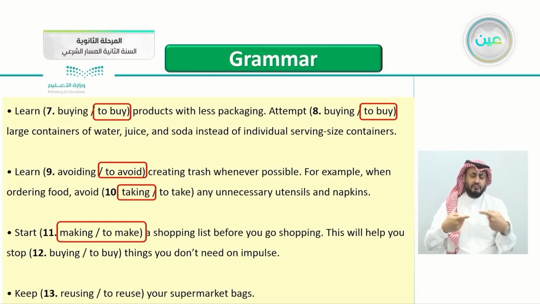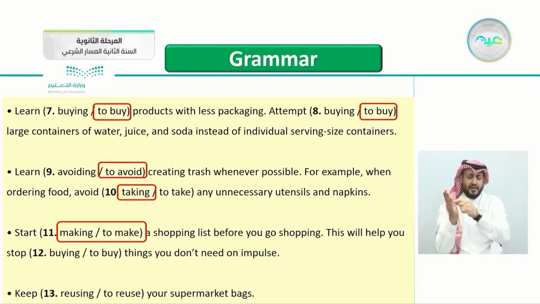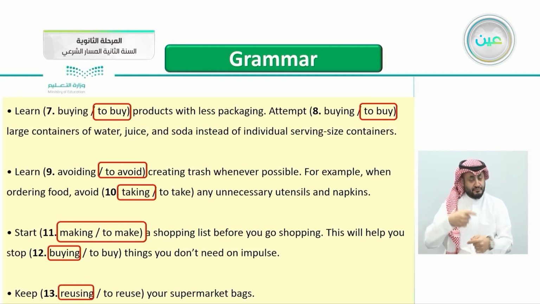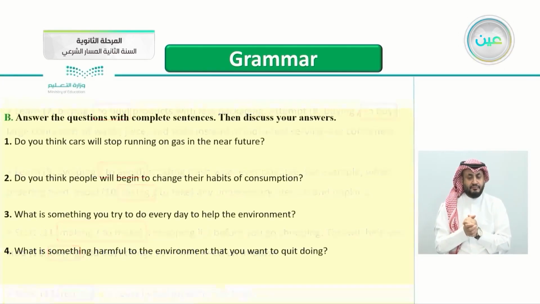Start making or start to make a shopping list before you go shopping. This will help you stop. The verb stop here, does it come with gerund or the infinitive? Stop. Yes, it comes with the gerund. Stop buying things that you don't need on impulse. Number 13, keep reusing or to reuse your supermarket bags. Keep, yes, reusing your supermarket bags. This is actually an easy one.